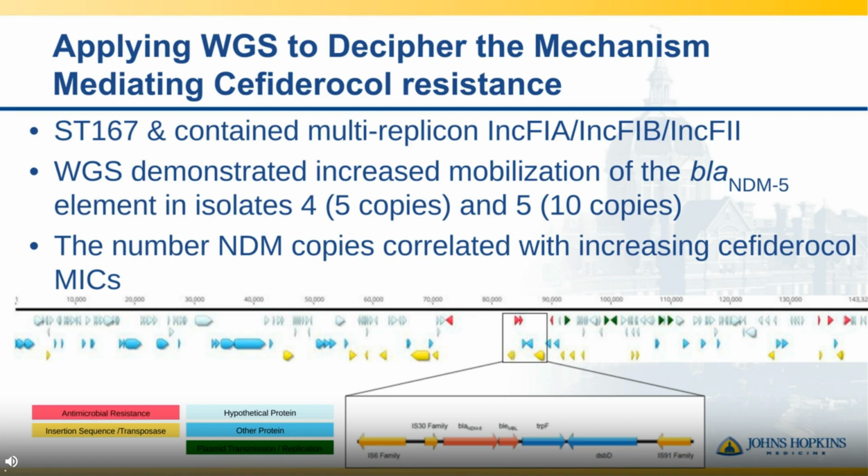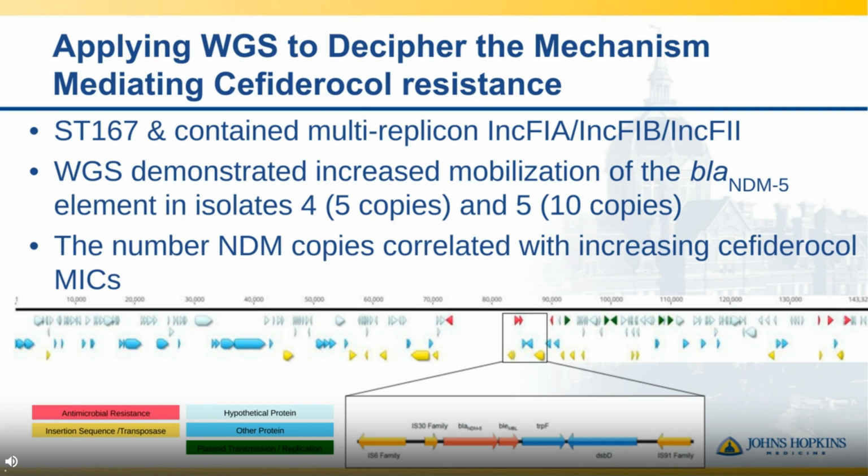However, we did see increasing mobilization of the element harboring NDM-5 within that plasmid, from up to 5 copies in isolate number 4, so that was our second morphology from the second urine culture, and then up to 10 copies in the last isolate that we recovered from the patient's blood. And the number of NDM copies correlated with the increasing cefiderocol MICs that we were observing clinically. So we have this association with increased copy number and increasing cefiderocol MICs.